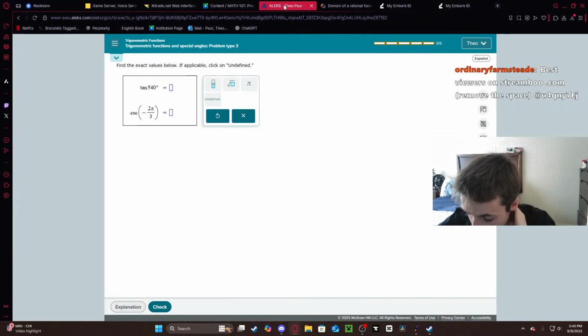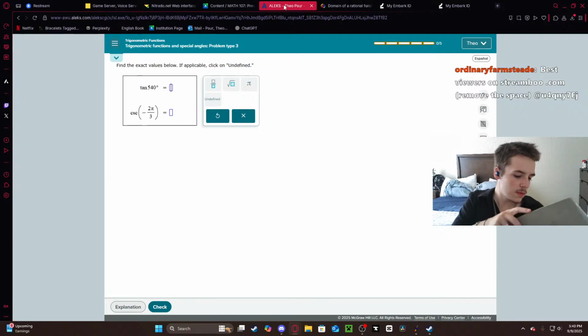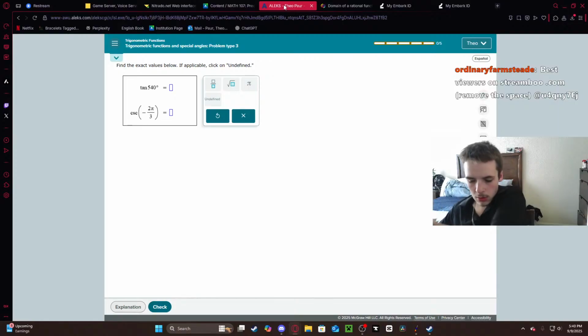So exact values below. Tangent of 540. 360 is one way around. You go around again and you get 540. So it's going to be right at the 180 degree mark. And the tangent of that is sine over cosine. Or is it cosine over sine? Let's check the notes. For tangent, we have sine over cosine. So that's 0 over -1, which gives us 0.